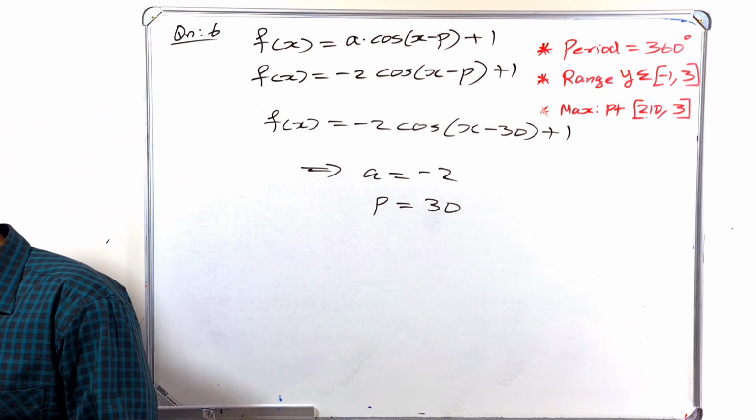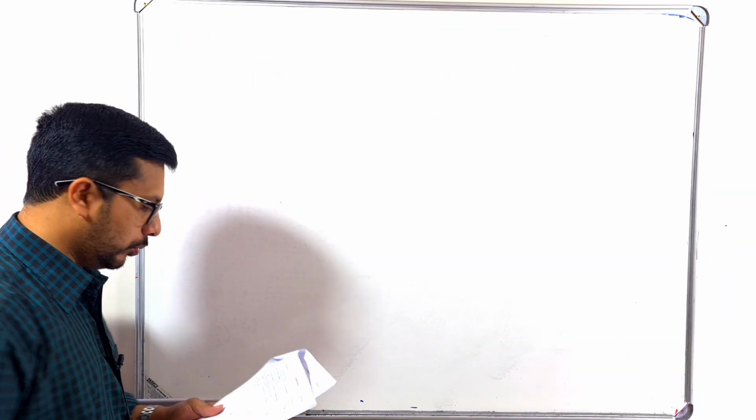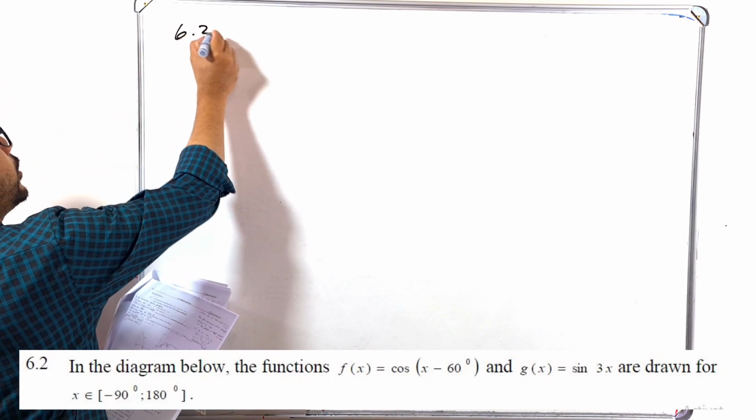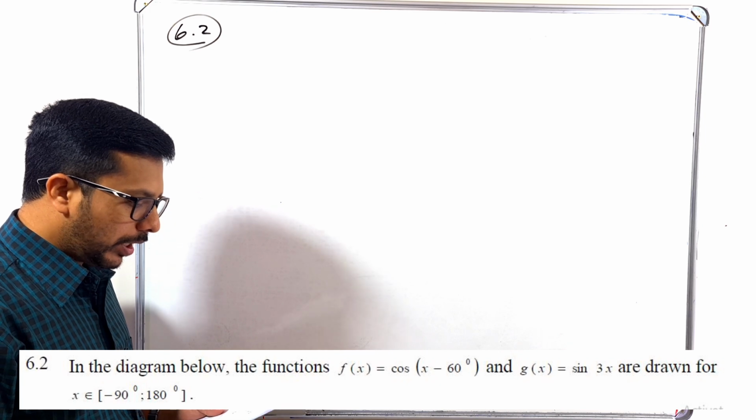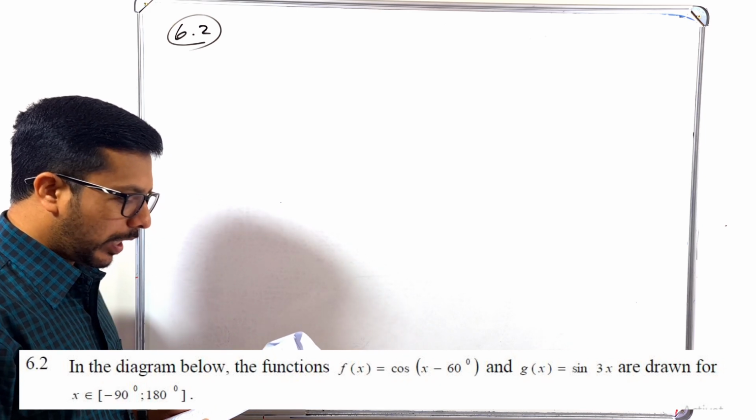Question number 6.2. What is that question? In the diagram below, the function f of x is equal to cos x minus 60.